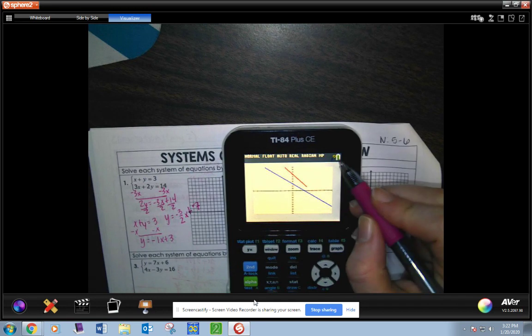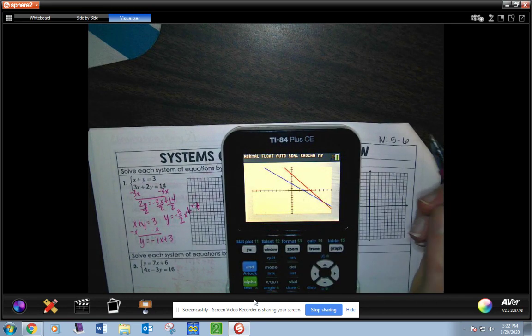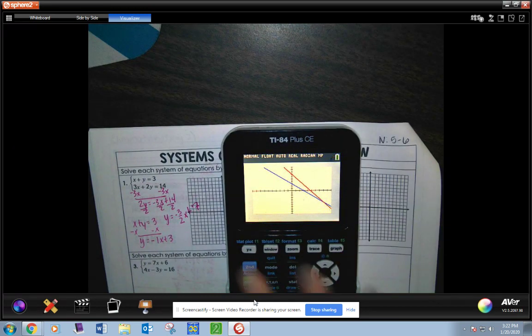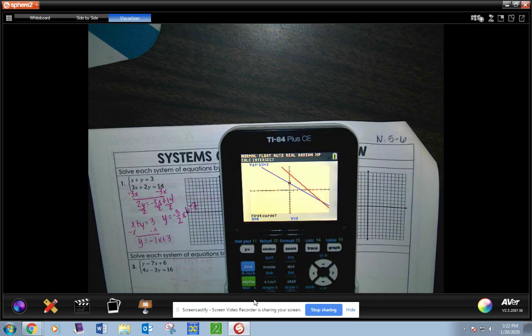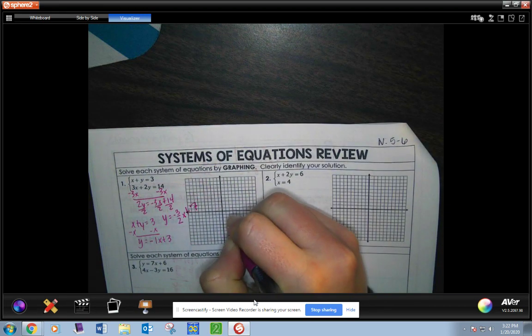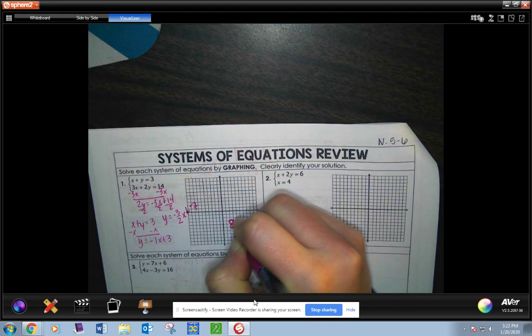Now, this is the flashing line I was talking about. If that's circling, don't hit a button. Okay, you can see they intersect, so we second trace. Number 5, enter, enter, enter. And my intersection is 8, negative 5. So I'm going to write 8, negative 5.